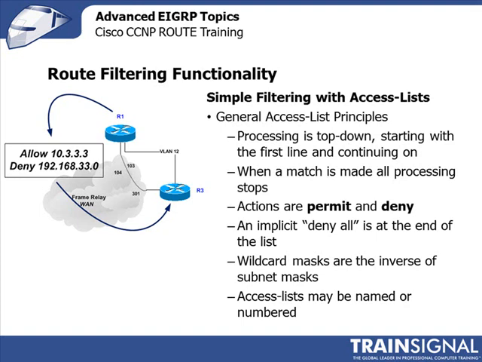Access lists use wildcard masks, much like EIGRP masks. It's the polar opposite or inverse of subnet masks. If you're not sure how to do the math, just take 255, subtract it from the subnet mask, and you'll get the wildcard mask. Another thing about access lists, and standard access lists are what are used in route filtering, they can be named or numbered. Access list 1, permit, subnet, wildcard mask, etc., or a named one. So just some general access list principles.